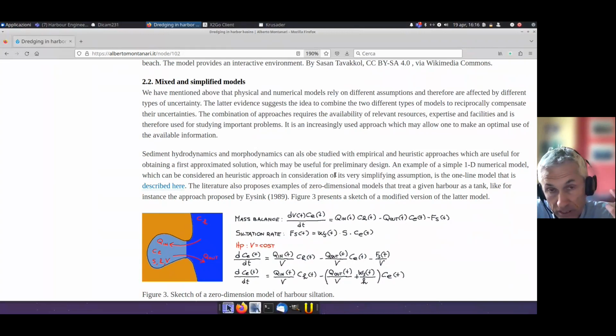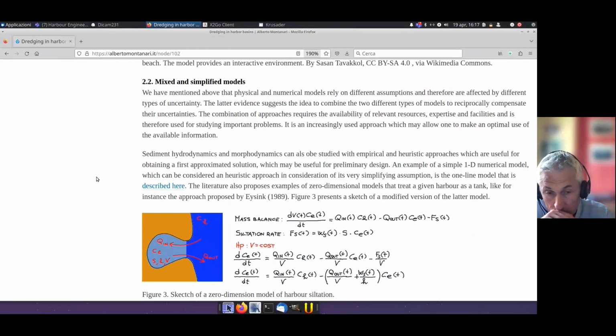A first example of a very simple numerical model, which is basically an empirical model, is the one line model, which we considered when in coastal engineering we studied sediment dynamics and morphodynamics. Let me see if this link is correct, no, this link is still not correct. I will correct it.